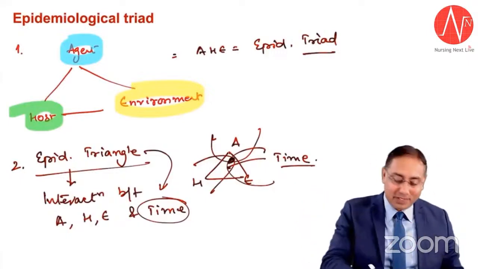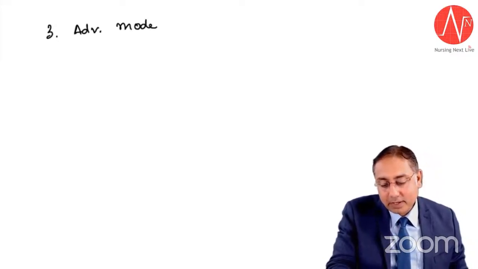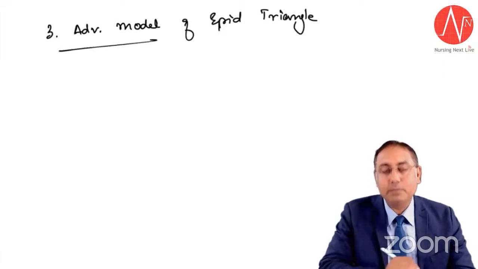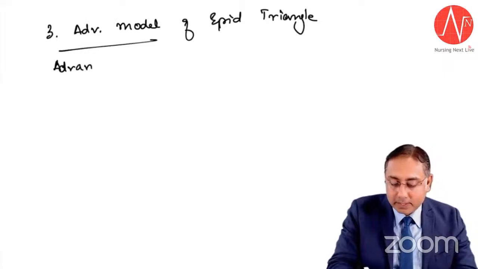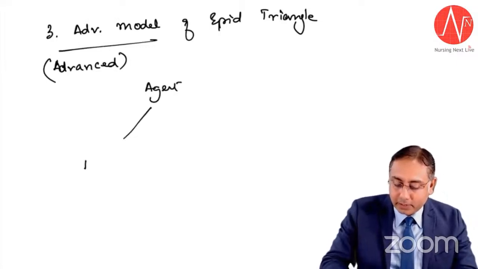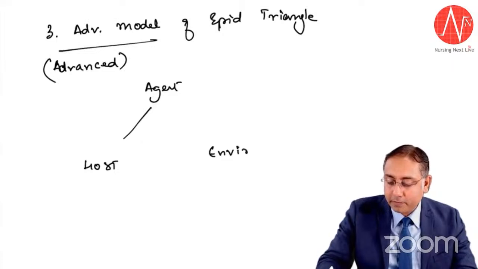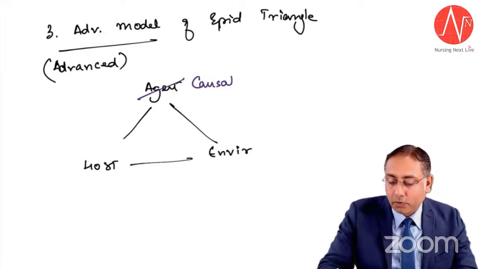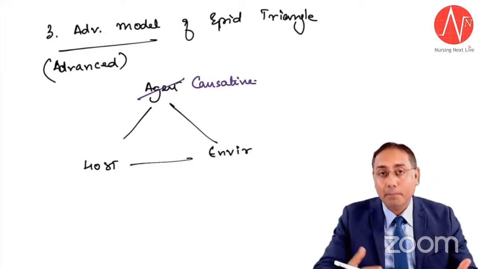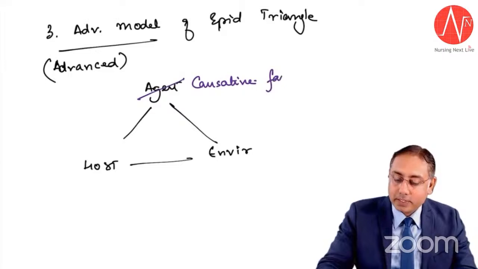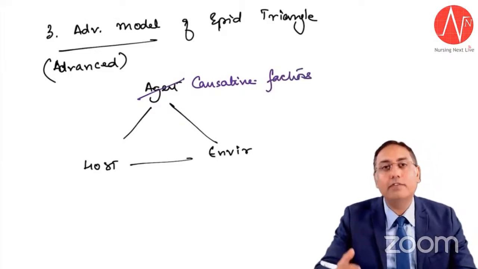Now to confuse you even more, we have something called the advanced model of the epidemiological triangle. So you already know that the agent is there, the host is there, and the environment is there. We already did this a couple of times. So you replace the agent with all the causative factors. It could be for myocardial infarction, you can talk about coronary artery disease, you can talk about diabetes mellitus. So all causative factors, or the epidemiological, etiological factors.